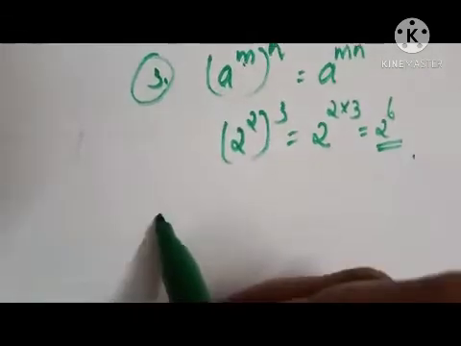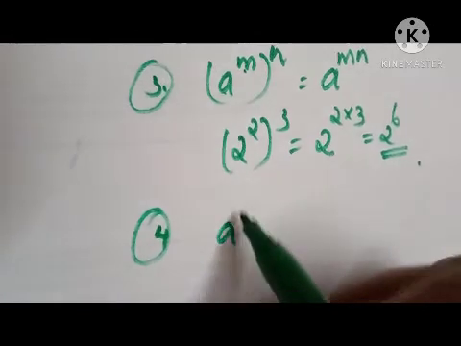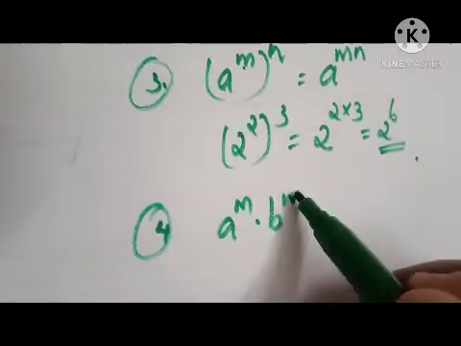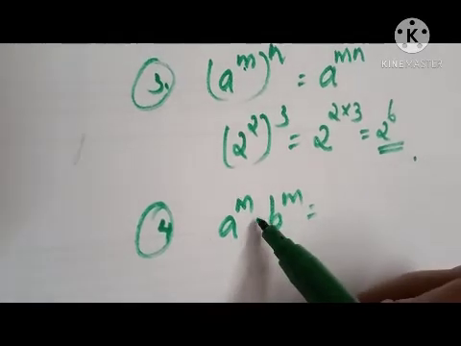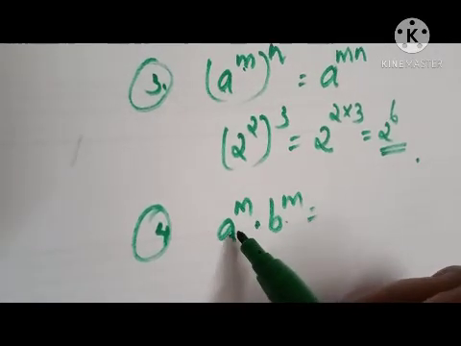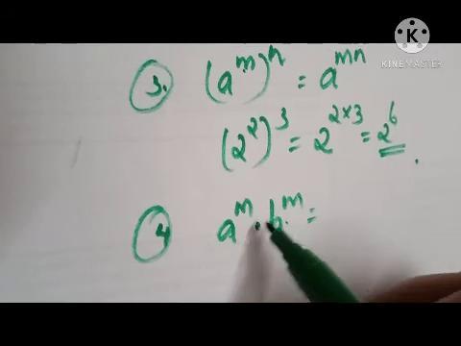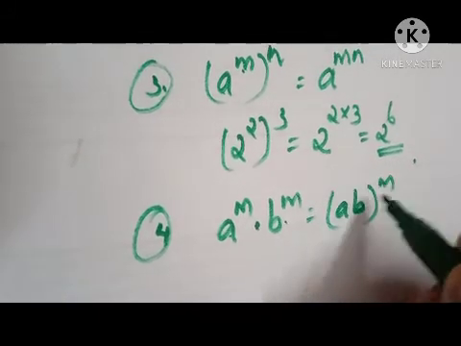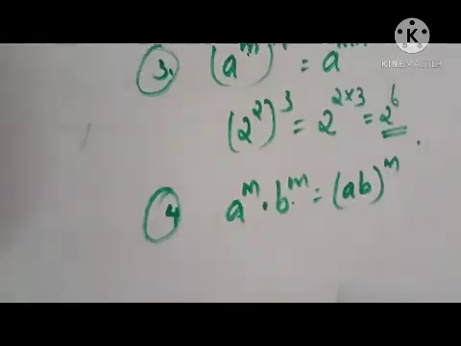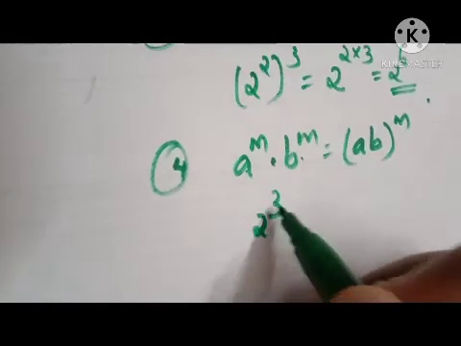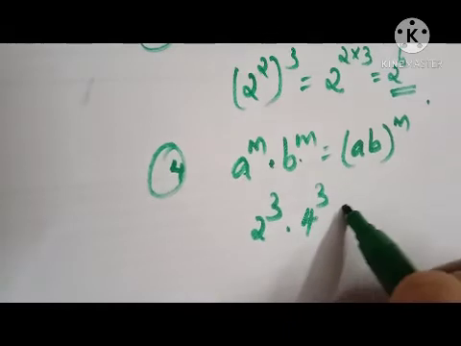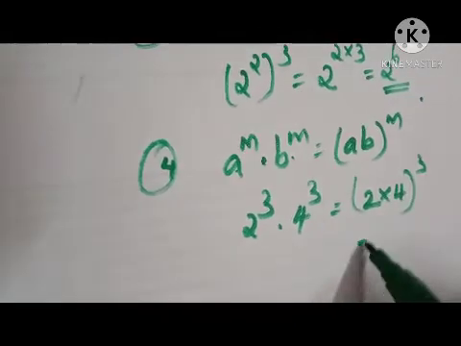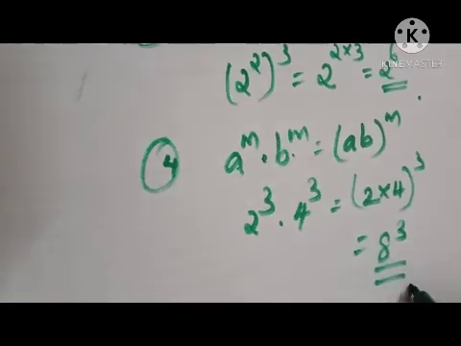The next is fourth one. A raised to m into b raised to m. Here the powers are same, bases are different. Operation between them is multiplication. So the answer is a into b whole raised to m. Power we have to write only once. For example, 2 raised to 3 into 4 raised to 3. What will it be? 2 into 4 whole raised to 3 equals 8 raised to 3.